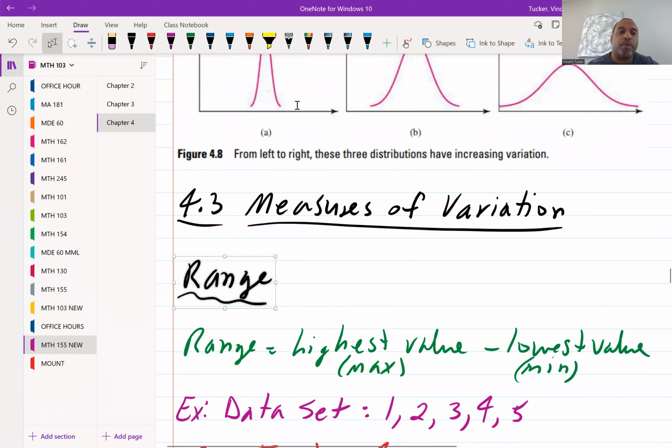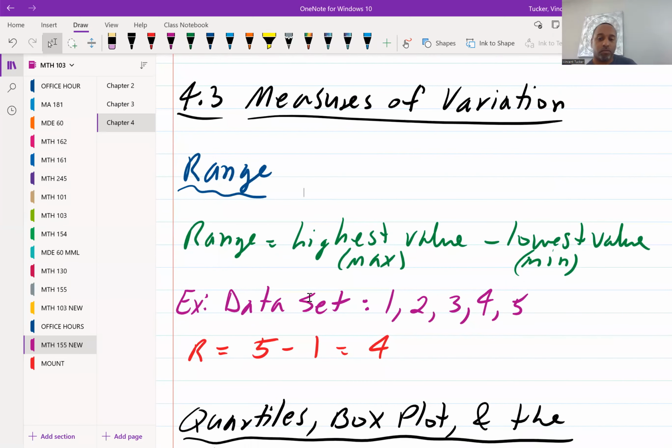All right, so 4.3, measures of variation. The first thing that we're going to look at is the range. Your range is your highest value, which is your max, minus the lowest value, which is your minimum. So if I had my famous data set of 1, 2, 3, 4, 5, I would do 5 minus 1, and that would be 4. My range of data would be 4.